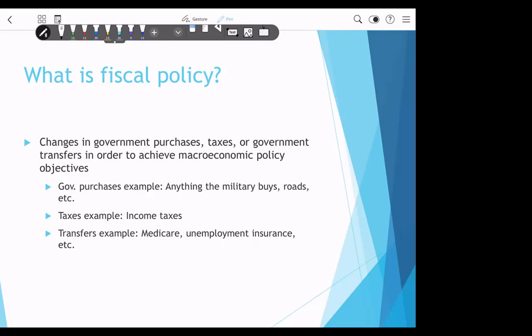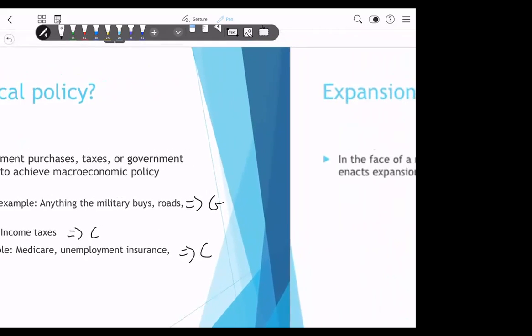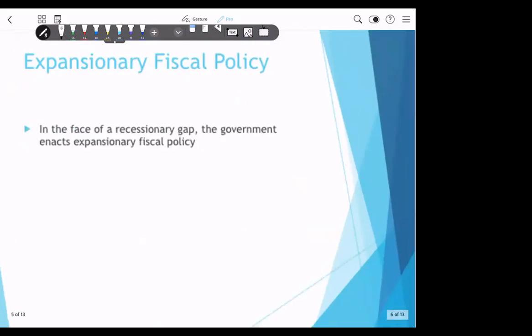What's a taxes example? Income taxes. That's probably one of the most efficient examples. Everybody has to pay income taxes. In theory, depending on how much money you make, you might actually have a negative real tax rate, but in theory, everybody has to pay income taxes. And then transfers, for example Medicare, unemployment insurance. These are things where the government gives you either money or pays for things for you, like your medical care costs. These two things are going to affect consumption. This one's going to affect government spending.